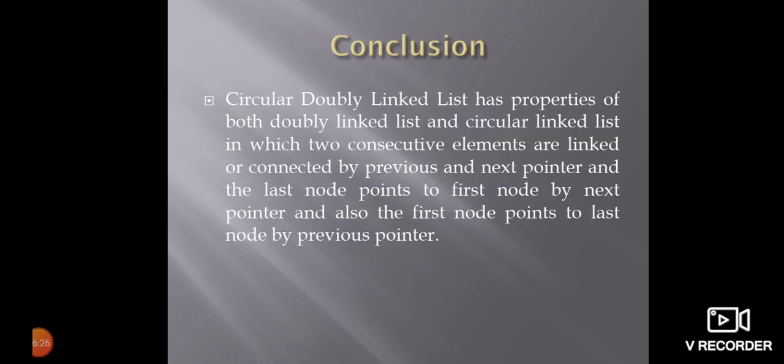Okay, and then the conclusion. The circular doubly linked list has the properties of both the doubly linked list and the circular linked list, and you'll have two pointers here. One is the pointer pointing to the previous node, and the other pointer is pointing to the next node. Both will be there, so it will have the properties of both linked lists.